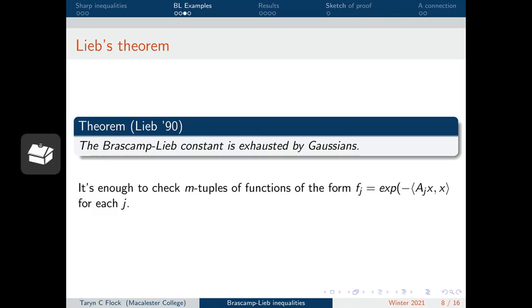Well, it's enough to consider functions of the form e to the minus x paired with a matrix paired with x. So all we need to do is check all of the possible Gaussians ever, and if the Brascamp-Lieb inequality is finite on them, then it's finite. So that's it, we're done. We know all we need to do is Gaussians. That'll explain everything, right? We're done.